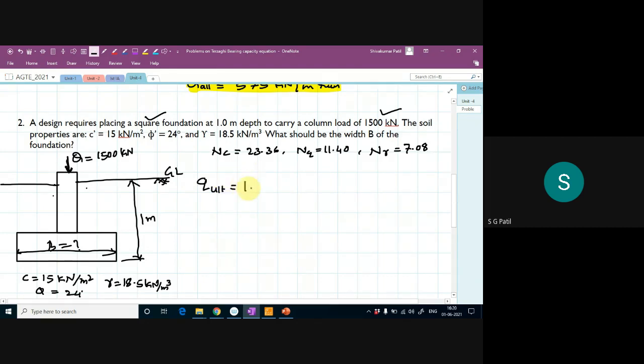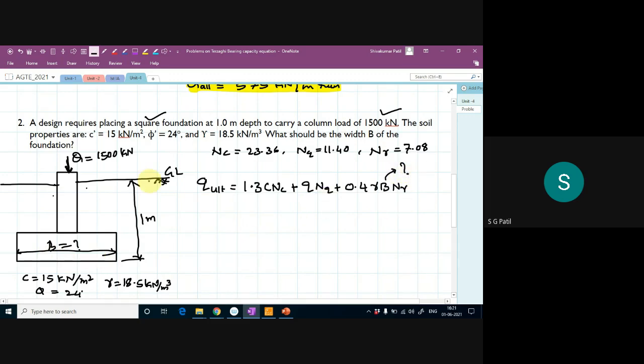That is your 1.3 c Nc plus q Nq plus 0.4 gamma B N gamma. Okay, so this is the equation for the square footing from Terzaghi's bearing capacity theory. They are asking you to find this. I don't know the width of foundation, so let me put it as a question mark itself.